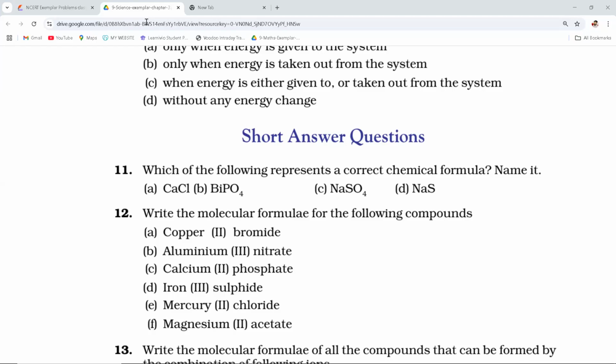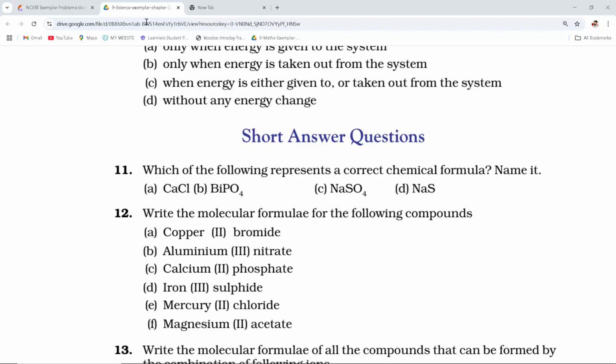Tell me. Sir, I think NaSO4. What's the valency of sulfate ion? Tell me what the valency of sulfate ion is. Valency is 2. So then I think B might be correct. Which one? The second option. Okay.